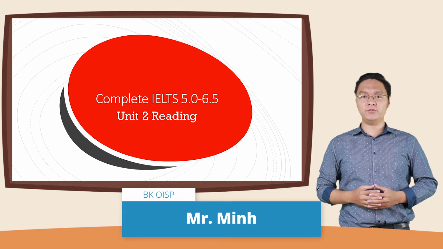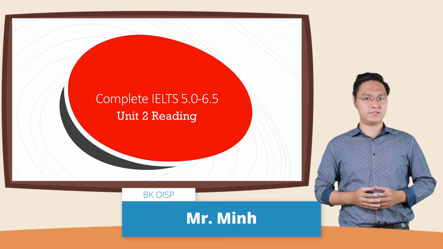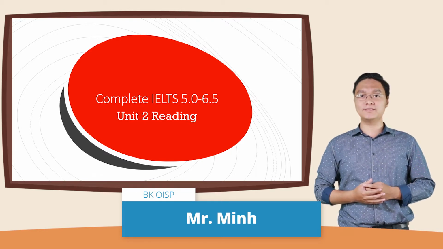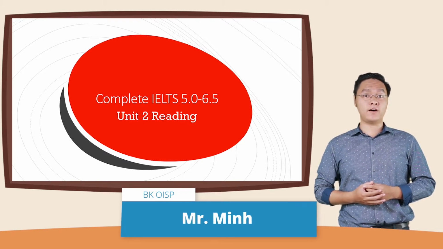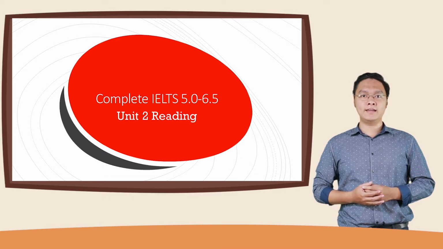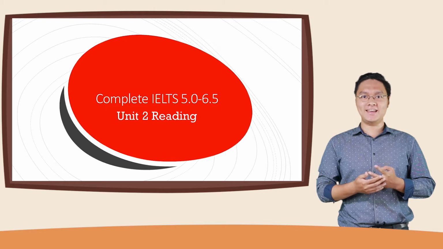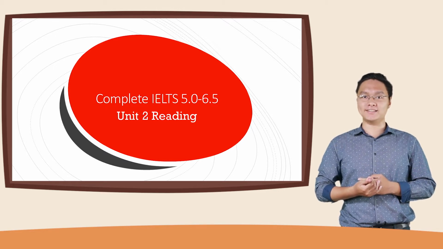In today's video, we're going to discuss two task types from the reading. We will deal with Unit 2 from Complete IELTS from 5.0 to 6.5. And the two task types today are number 1, matching headings, and number 2, pick from a list.